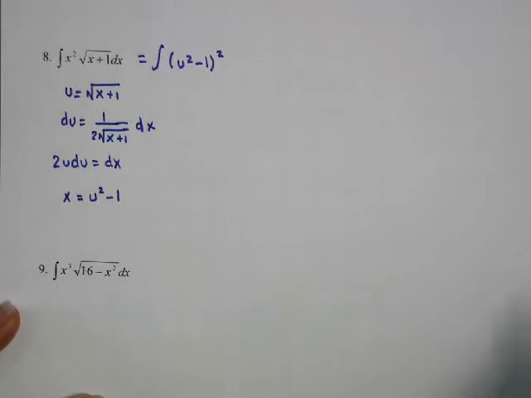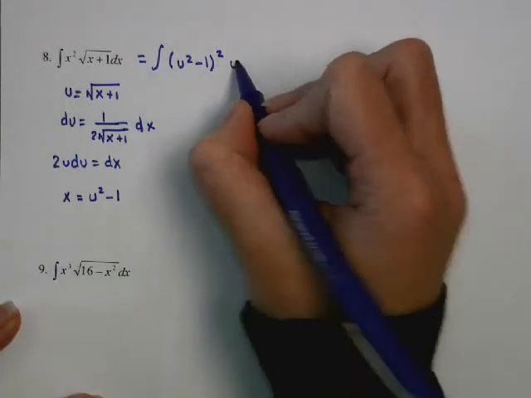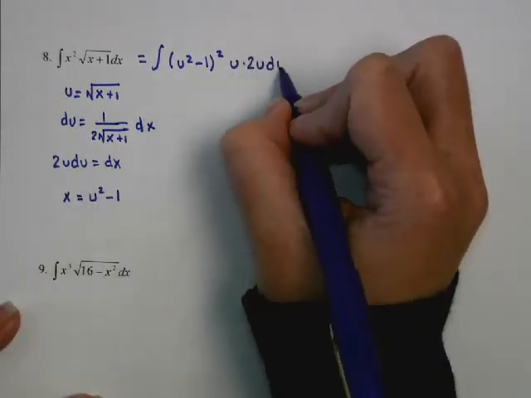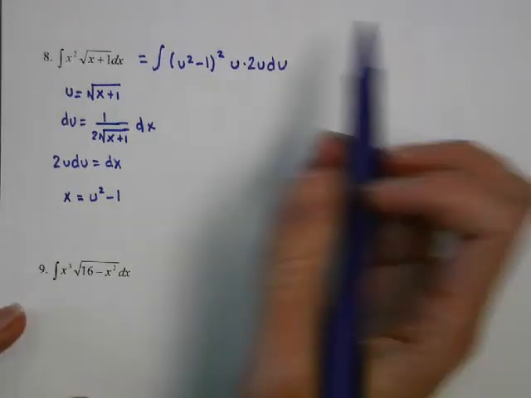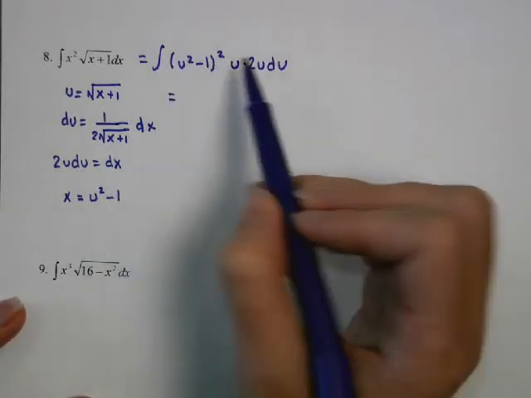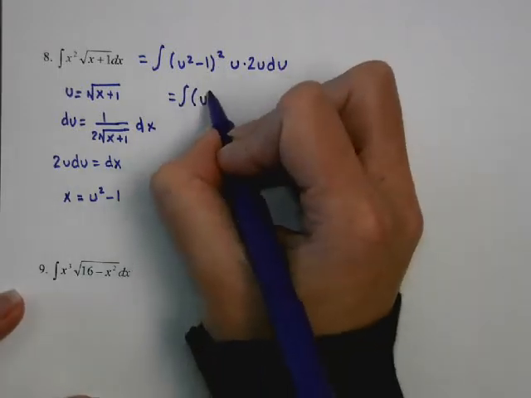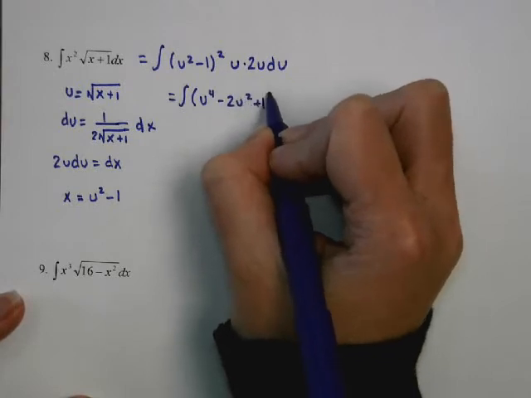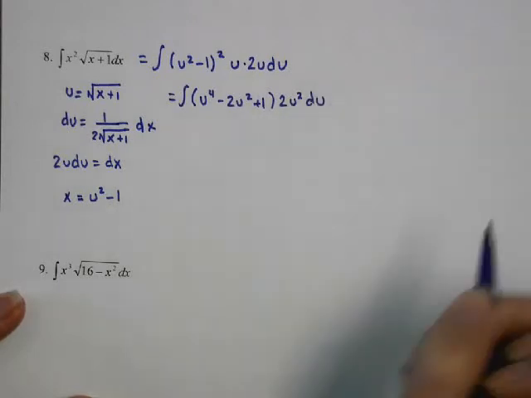So that's my x squared is now u squared minus 1 squared. The square root of x is u. My dx is 2u du. Okay, so did that make our life simpler? Yes, it actually did. We're going to do some work before we get to the integral. I'm going to FOIL this out. So this is going to be u to the 4th minus 2u squared plus 1 times 2u squared du.